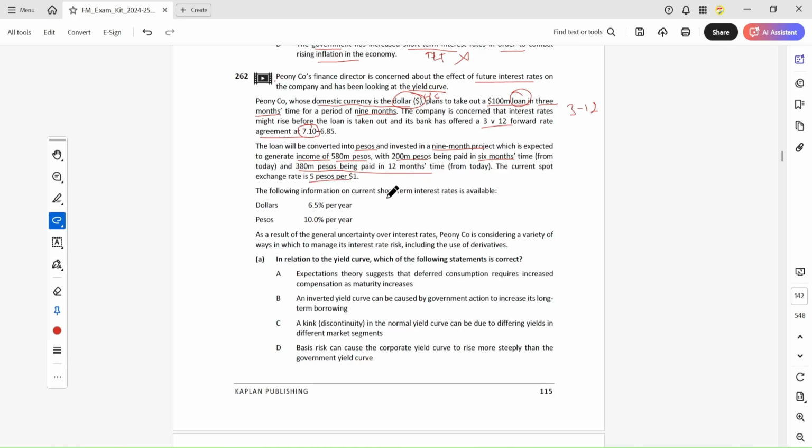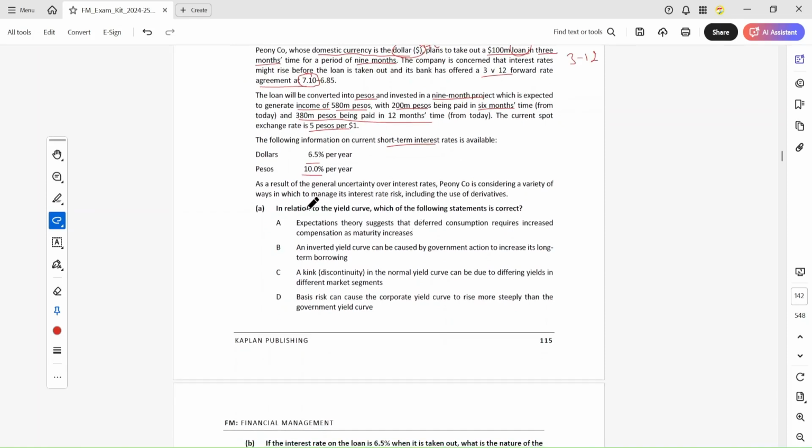The following information on short-term interest rates is available. Dollar 6.5% interest rate and peso 10%. Okay. As a result of general uncertainty over interest rates, Peony Company is considering a variety of ways to manage its interest rate risk, including the use of derivatives. Okay, so let's read the requirement in relation to the yield curve. Which of the following statements is correct?